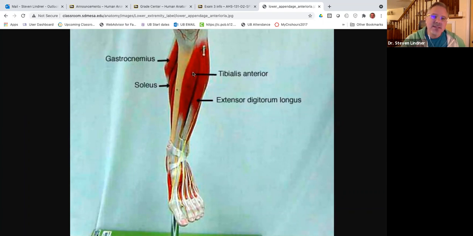And because this muscle inserts on the medial aspect of the foot, it does foot inversion. Inversion is when you take your feet and you try and bring the soles of the feet together. That's called inversion. And when you bring the soles of the feet out, that's called eversion. So you have foot or ankle inversion, foot or ankle eversion.